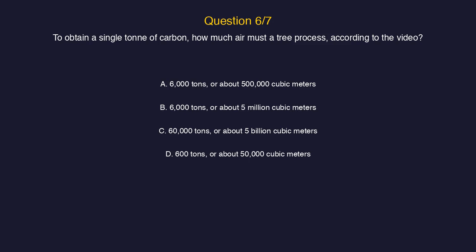Question 6. To obtain a single ton of carbon, how much air must a tree process, according to the video? A. 6,000 tons, or about 500,000 cubic meters. B. 6,000 tons, or about 5 million cubic meters. C. 60,000 tons, or about 5 billion cubic meters. D. 600 tons, or about 50,000 cubic meters. Time to think.